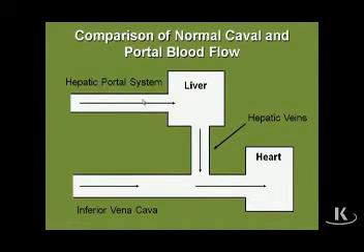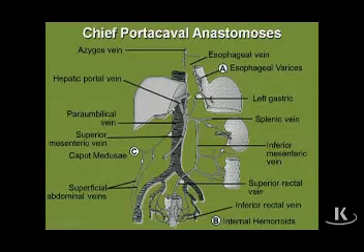So that means that the body needs to find alternative pathways for the blood to get back to the heart if it's having difficulty getting back through the liver. So we need to talk about what those pathways are. Now, on this diagram, let's first take a look at the portal vein itself and its tributaries. So here's the portal vein. The portal vein is formed by the union of the superior mesenteric vein with the splenic vein. So the superior mesenteric vein and the splenic vein come together to form the portal vein.